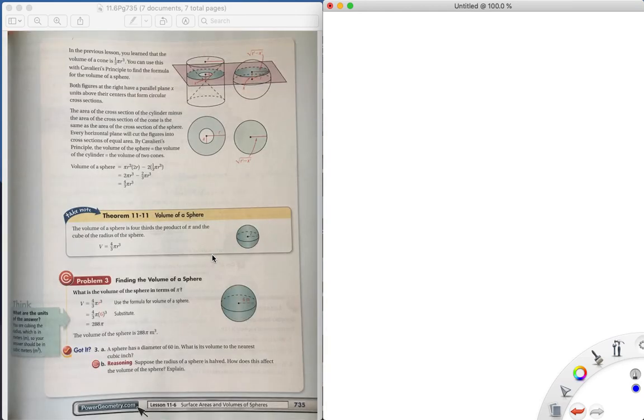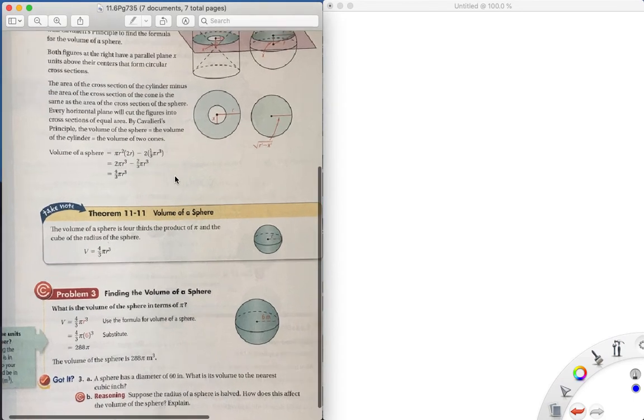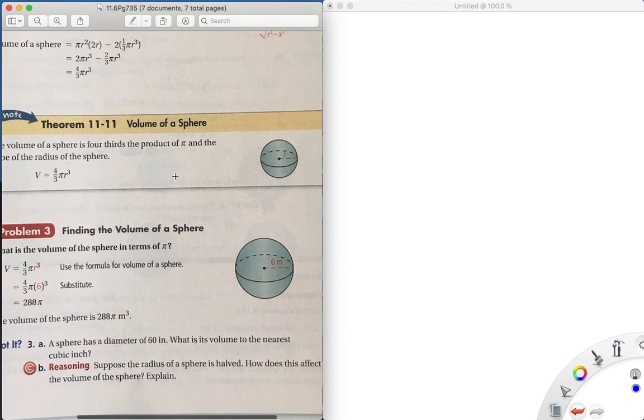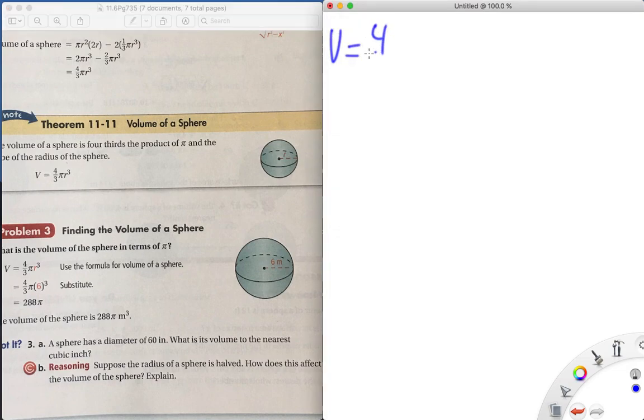Okay, so volume of a sphere. They have a whole spiel about where it came from and how they got to the equation. I'm not going to do that. I'm just going to give you the equation, and here it is. The volume of a sphere is equal to 4/3 pi times the radius, and the radius is cubed. The radius is cubed, not squared, cubed. And so that means that your units are also going to be cubed since we're dealing with volume. Feet cubed, inches cubed, meters cubed. They all are going to be cubed.